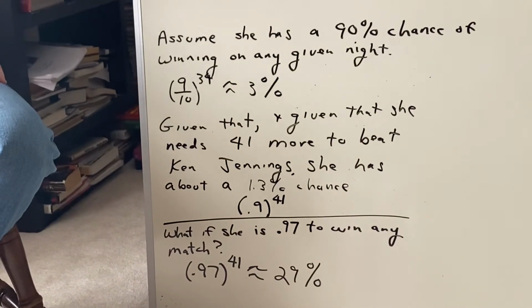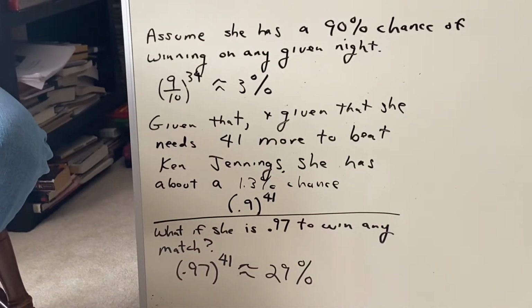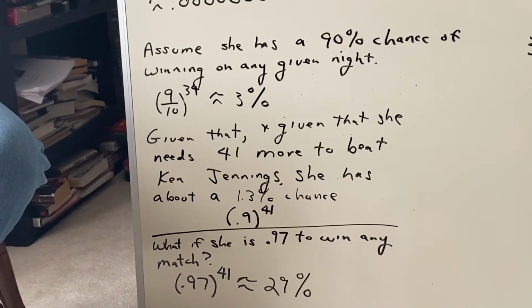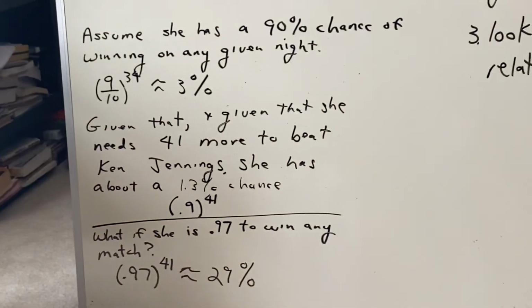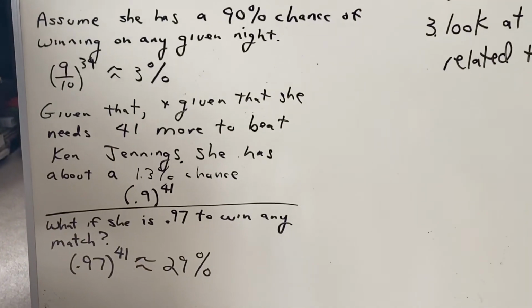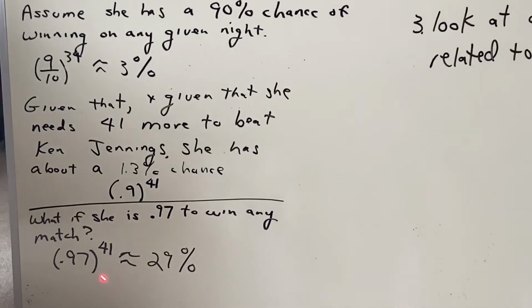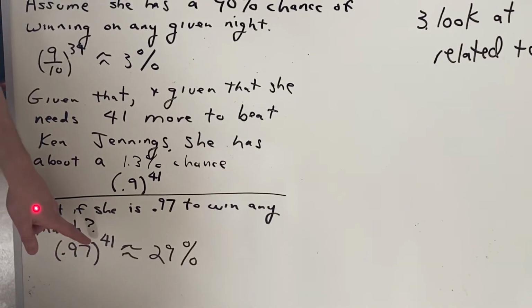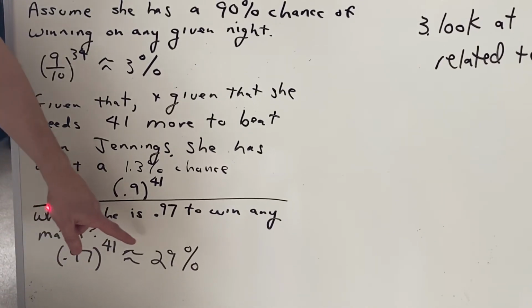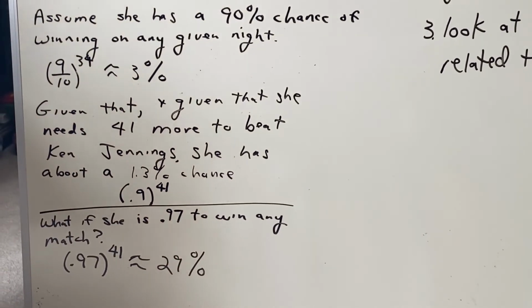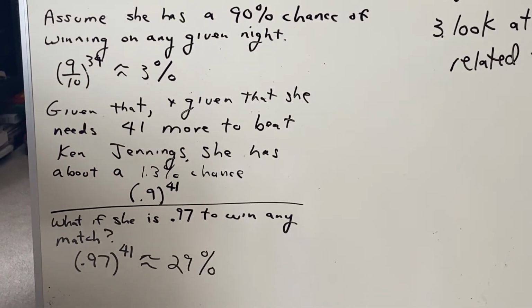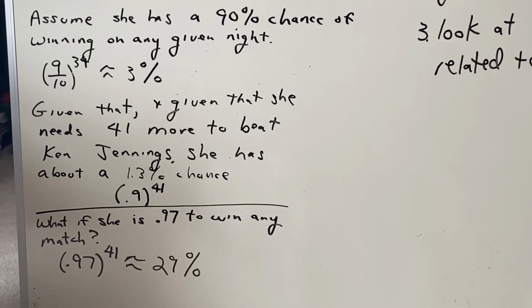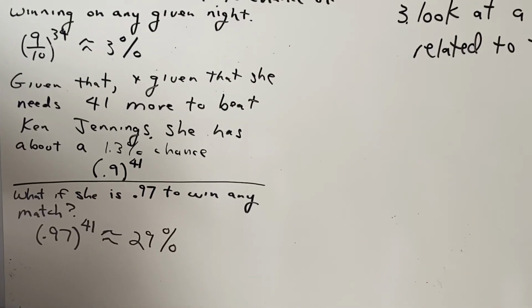I'm going to go over just one more example. Intuitively, boy, 34 in a row, that's really impressive. I don't know what it is. I'm going to throw out one scenario. Maybe it's 97%. What if it is 97%? Well, then we would take 0.97 to the 41st power. That's approximately 29%. If it is 97% for any given match, you know what? She's got a shot to break Ken Jennings' record.